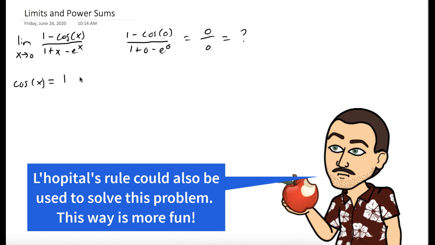The question said, let's use series. So let's write out the power series expansion for cosine of x and e to the x. Cosine of x is 1 minus x squared over 2 plus x to the fourth over 4 factorial minus some higher power terms. E to the x is 1 plus x plus x squared over 2 plus x to the third over 3 factorial plus some higher power terms.